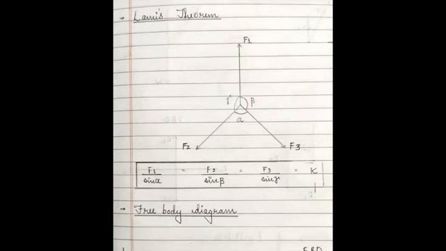Here you have 3 forces, F1, F2, F3. The angles between them are alpha, beta, and gamma. Then according to the statement, what you need to prove is F1 is directly proportional to sine alpha, F2 is directly proportional to sine beta, F3 is directly proportional to sine gamma. Now, if you equate these, removing the constant of proportionality, you obtain one equation: F1 divided by sine alpha is equal to F2 divided by sine beta is equal to F3 divided by sine gamma, and the entire thing is equal to the constant K.